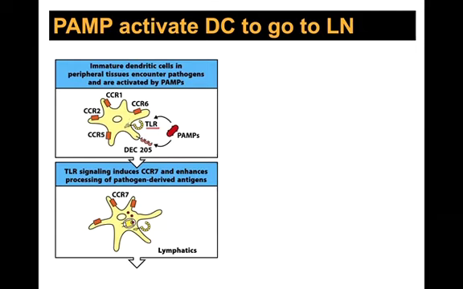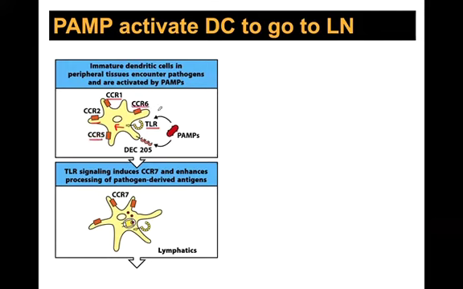When those PAMP receptors are engaged, it signals that cell to change its chemokine receptor expression. And the chemokines are the proteins, the intercellular messengers that tell cells where to go in the body. Okay, and so an immature dendritic cell that's just sitting in the periphery is going to have chemokine receptors that say, yeah, stay here.